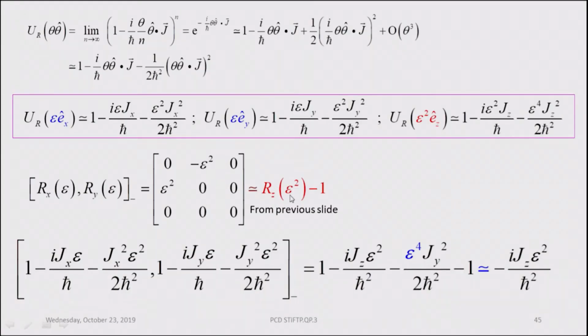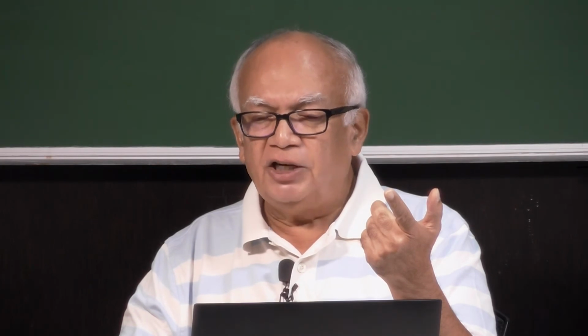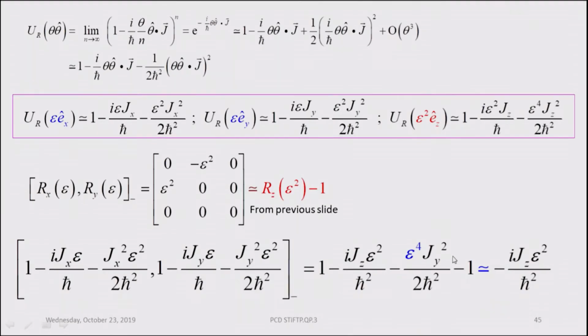And then here you know that this is equal to Rz of epsilon square minus 1. What is Rz of epsilon square? This is 1 minus I jz over h cross, but with epsilon square. So, epsilon square comes here, and the square of epsilon square, which is epsilon to the 4th, comes here and can be ignored. So, this term vanishes. This one cancels the minus 1 because you have to subtract 1, and you are left with minus I jz over h cross times epsilon square.